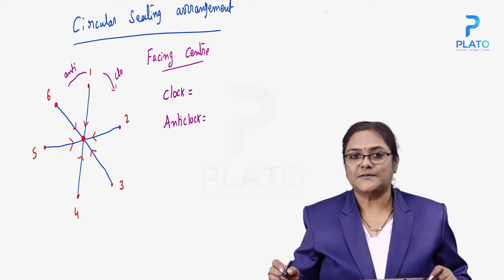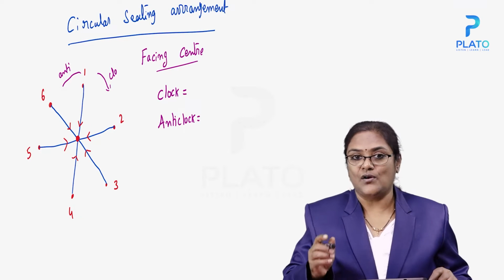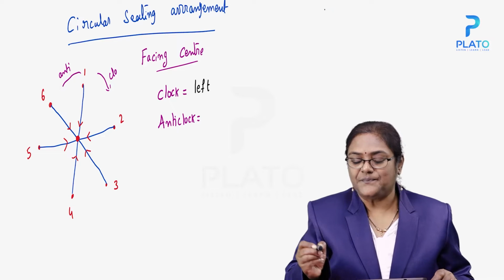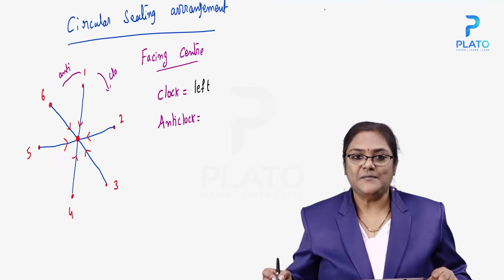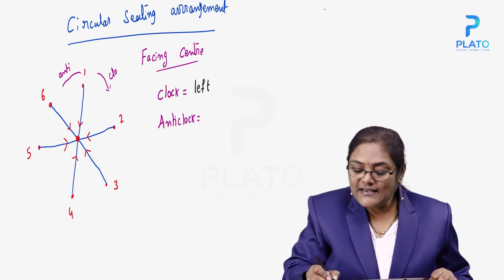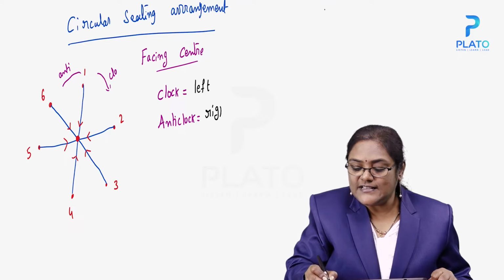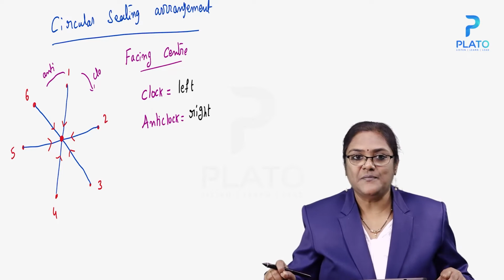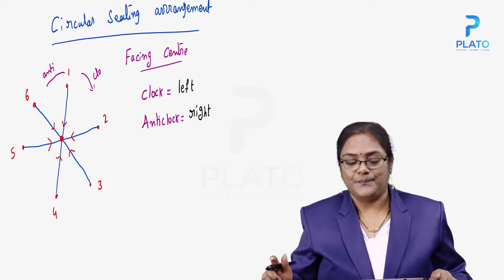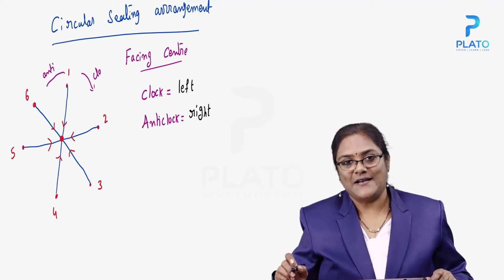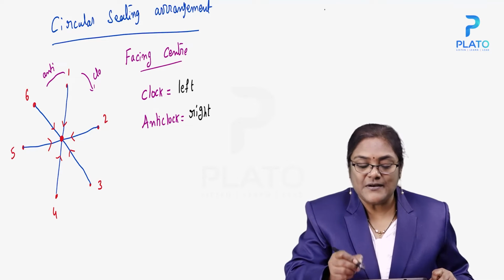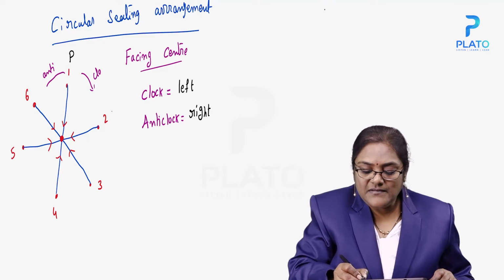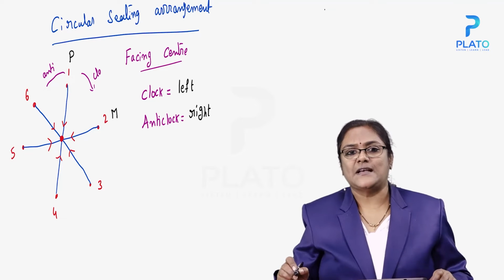So friends, please look at this. From any person, if you are going in a clockwise direction, that means it is the left side of that person. If you are going in anti-clockwise direction, that is the right side of the person. For example, from 1 to 2, a person is sitting in number 1 place. Suppose P is sitting in number 1, and M is sitting in number 2.